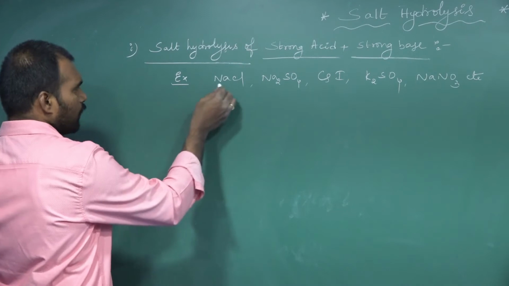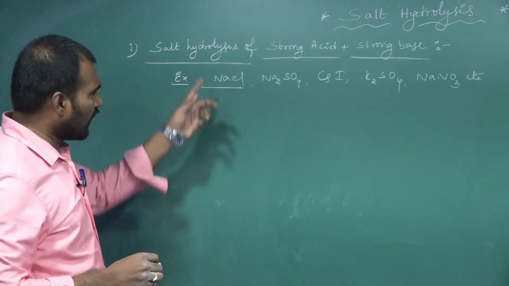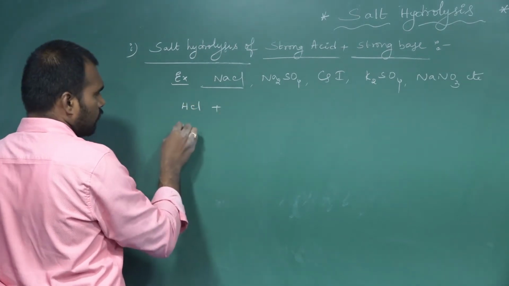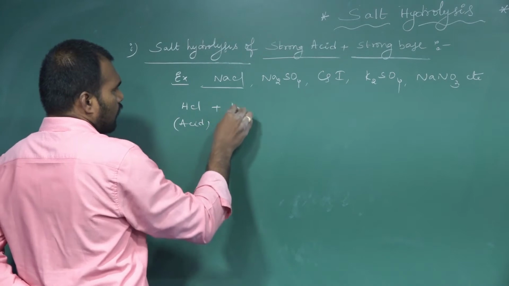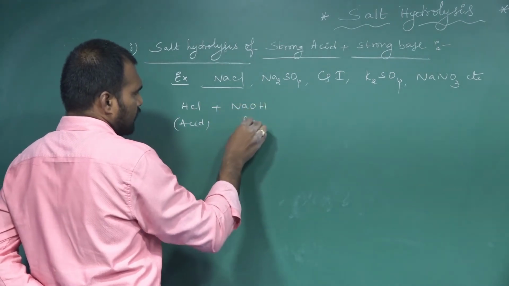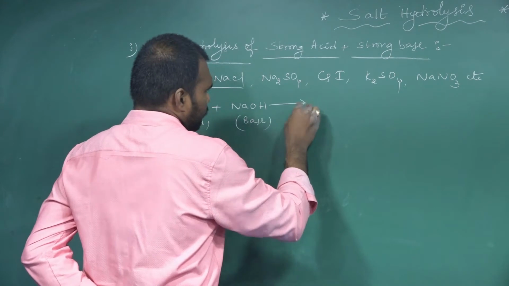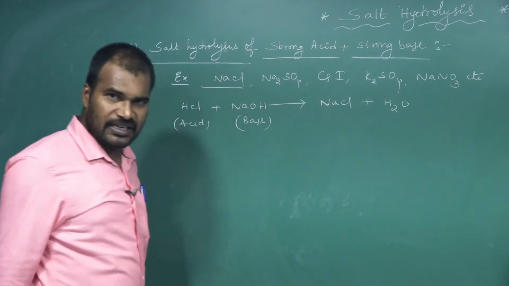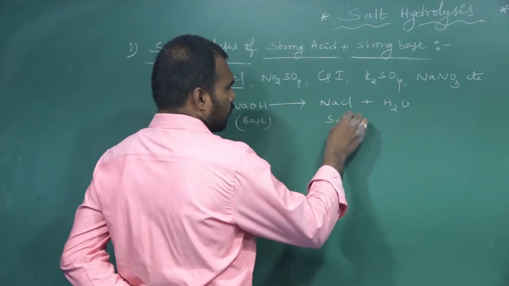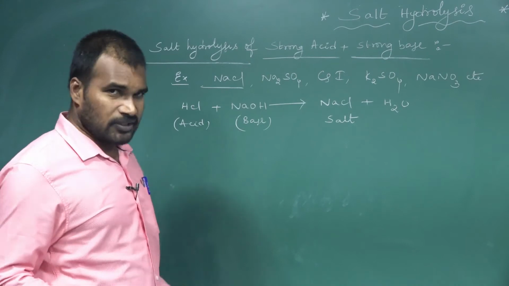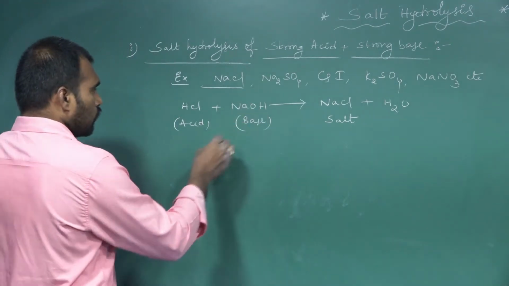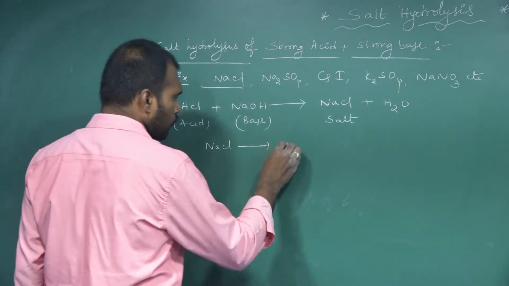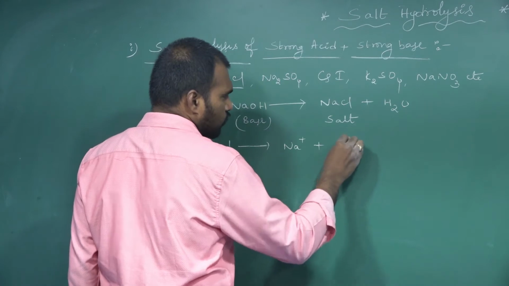So let us take an example here. NaCl I am taking. How will the NaCl form? That is when HCl acid is mixed with NaOH, that is base, we are getting NaCl and water. NaCl is a salt, and this reaction we call as what? Neutralization reaction. Now this NaCl, what we said, the salt will get dissociated into ions in its aqueous solution.